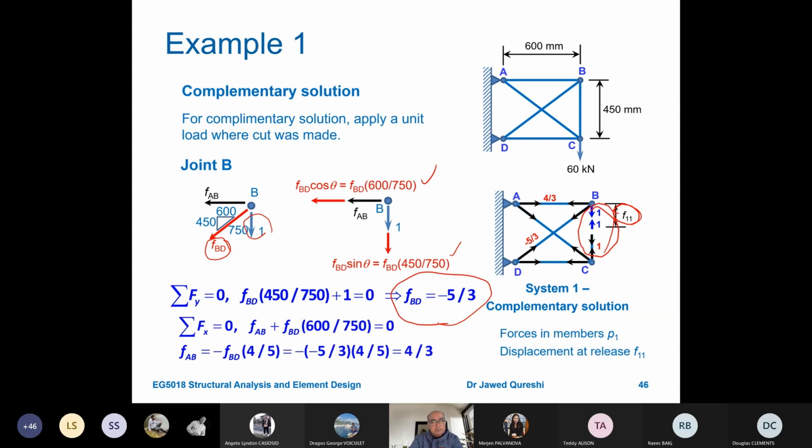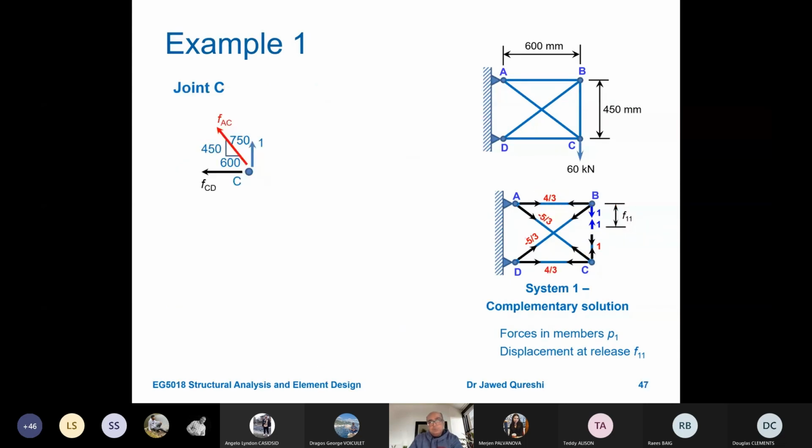Then again I will sum the horizontal forces. Again I will sum these forces. So when I sum these forces and put the value for FBD, I will get the value of FAB as 4 over 3. And then I will move to joint C. Because I moved the member, it means that I have one applied at this joint and one applied at joint C as well. So it's a force in the member.